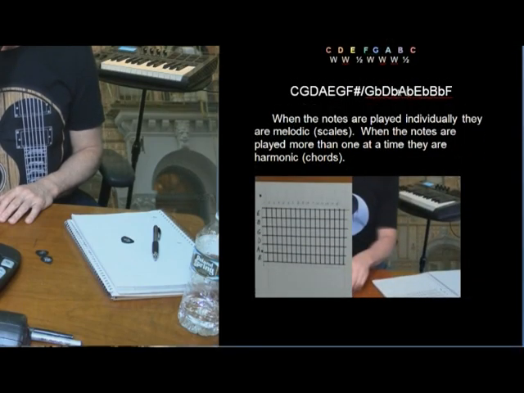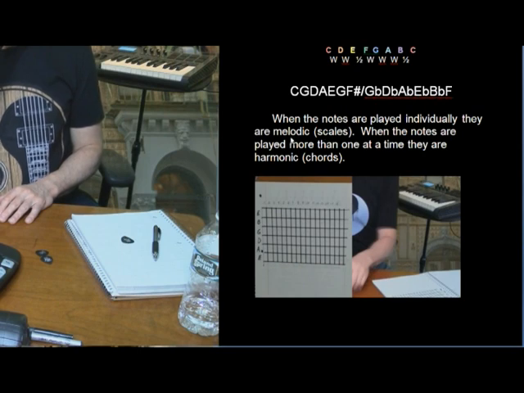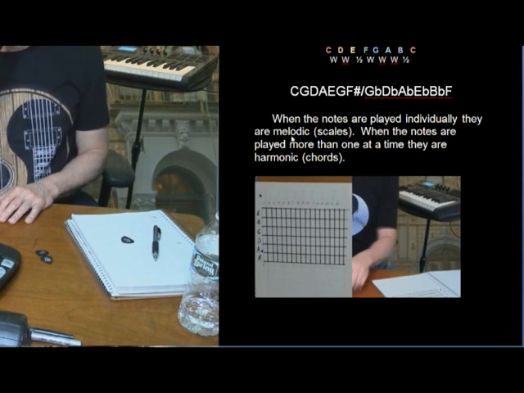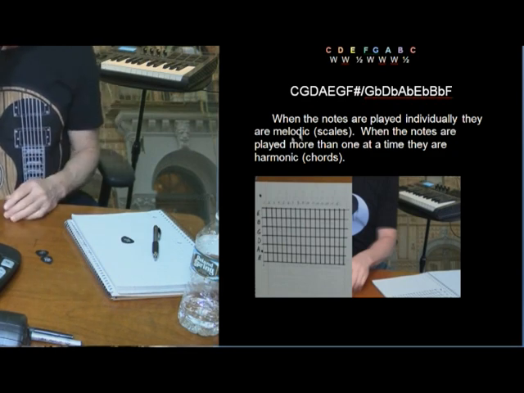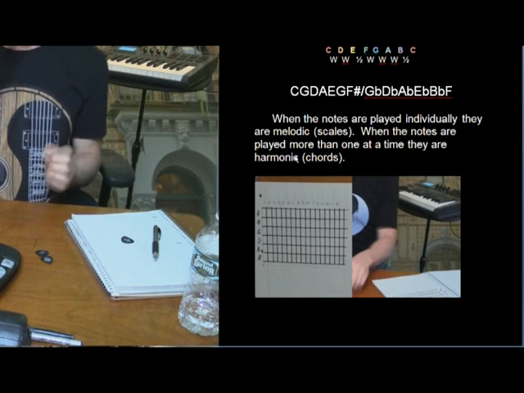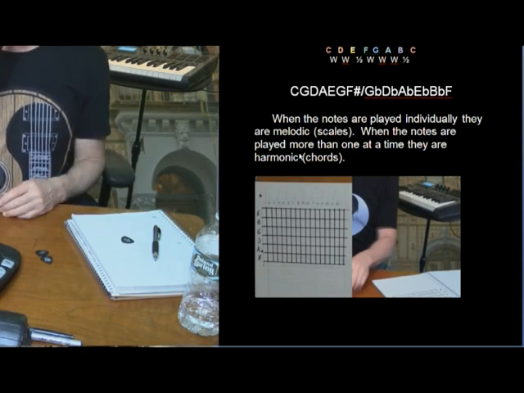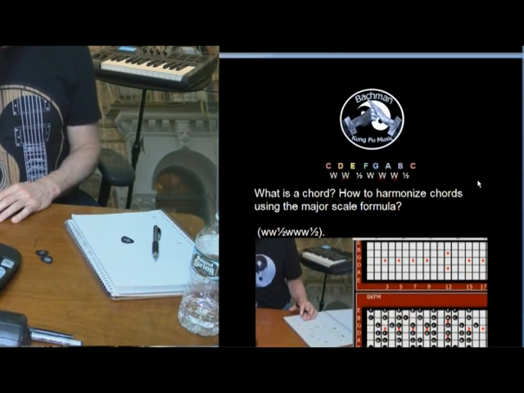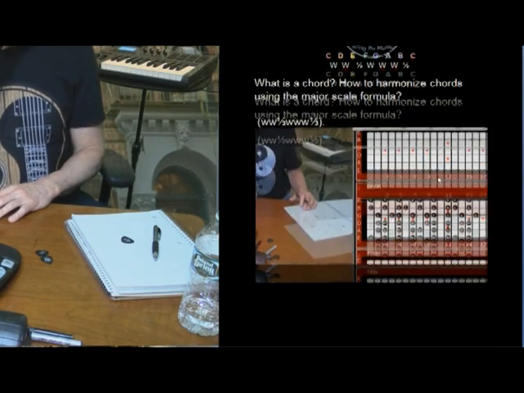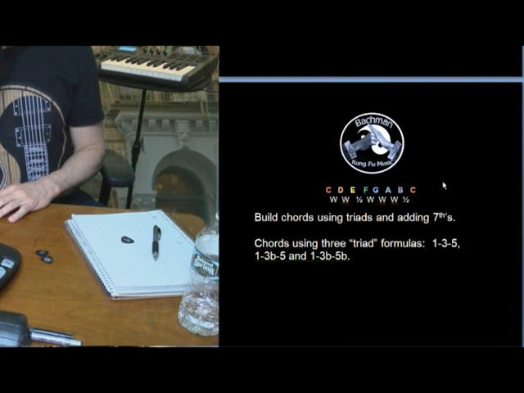Okay, these are the 12 keys again in this order, and I just made the point that the melodic scales are played one at a time. When they say melodic, they're talking about one note at a time. When they say harmonic, they're talking about playing more than one note at a time, and you get a chord. Then we talked about how to make a chord and what is a chord.